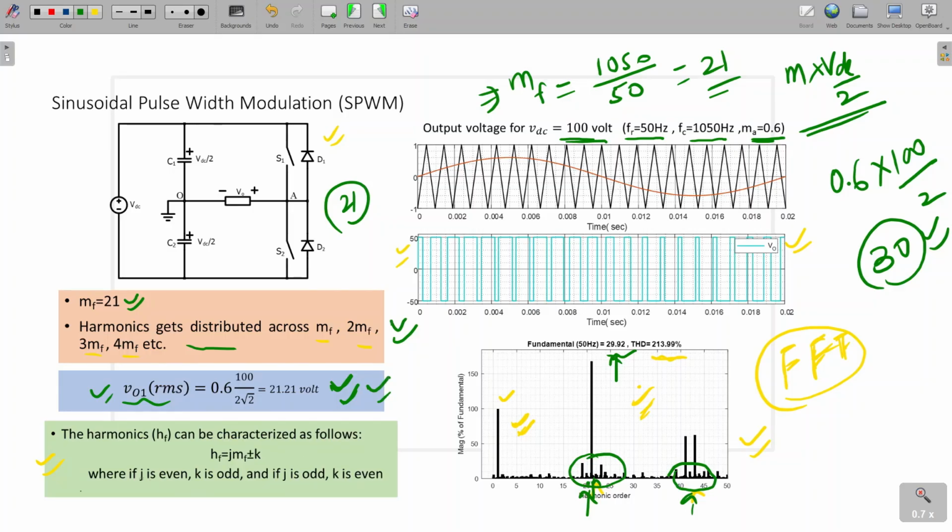And see here, one more thing: the harmonic can be characterized as follows. HF is equal to J into MF plus minus K. If J is even, K is odd, and if J is odd, K is even. What does it mean? Is something visible from this waveform? See, HF can be characterized as follows: J into MF plus minus K. J is odd, K is even. What are we getting from here?